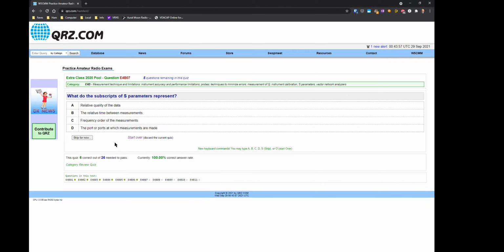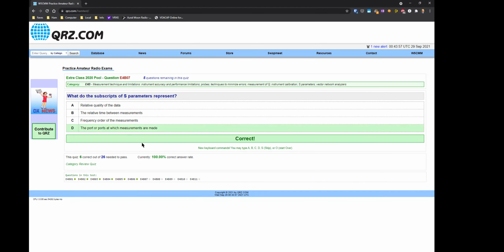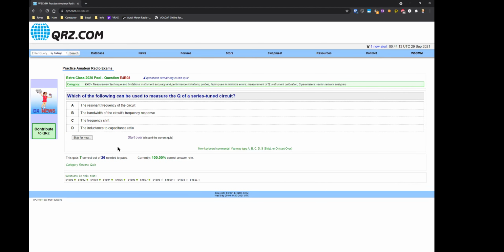What do the subscripts of S parameters represent? D. Yeah, the ports where the measurements are made. Which of the following can be used to measure the Q of a series tuned circuit?